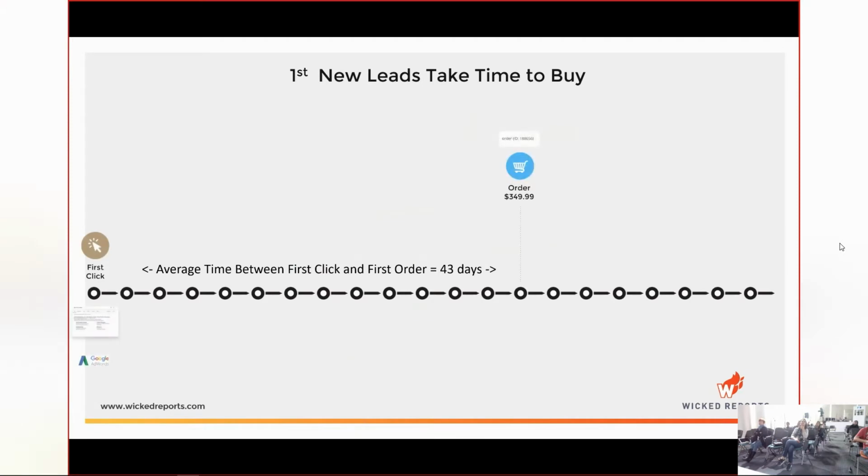The first one is the amount of time it takes a new lead to buy. After looking at 1.5 billion in sales, and then looking at when was the first order by that customer, and how far back did they first click on some marketing, the average time was 43 days. And so that means 750 million in US of those sales occurred longer than 43 days. So there's a lot longer sales cycle than people realize.